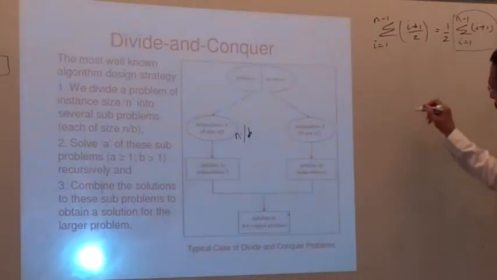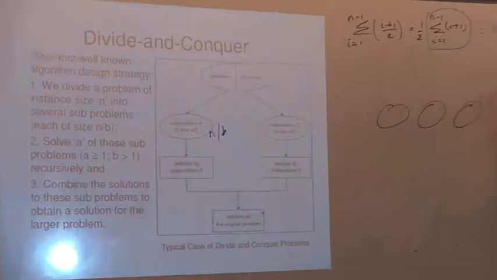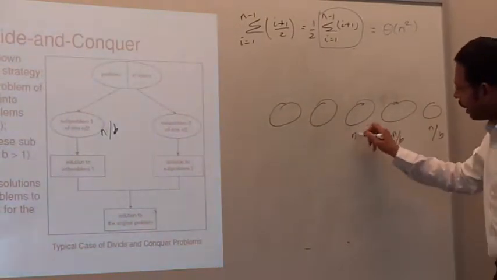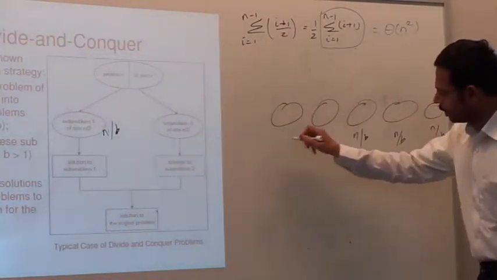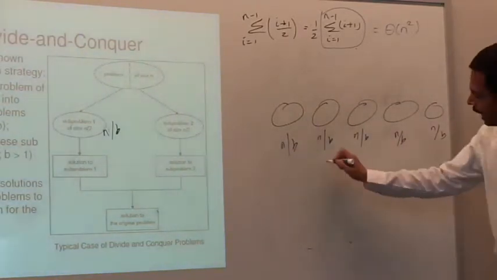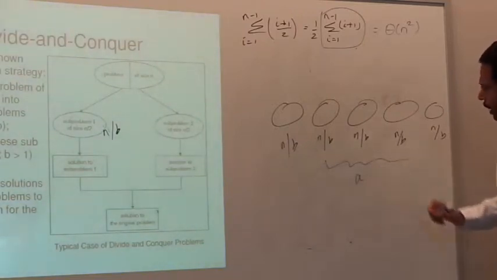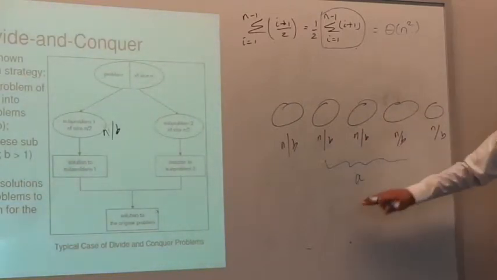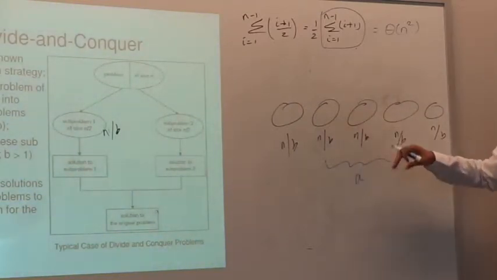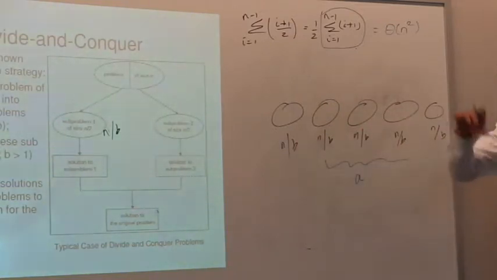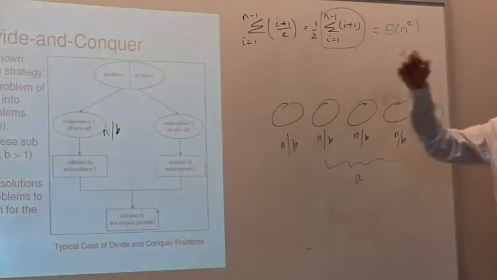In general, you may have several sub-problems, each of size n over b. We are solving A of them, need not be all of them. Okay? In general, you could solve, in worst case, all of them, but you're solving A of them. So let's say these are three problems you're solving. So A equals 3, right? Since you're solving only A of these problems, you'll have only A solutions. So you're going to merge all those solutions from A of the sub-problems and get the solution for the larger problem.